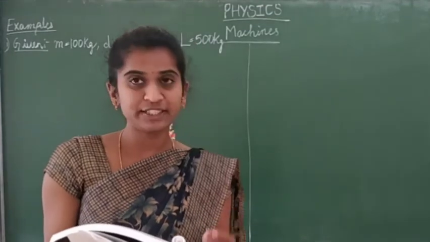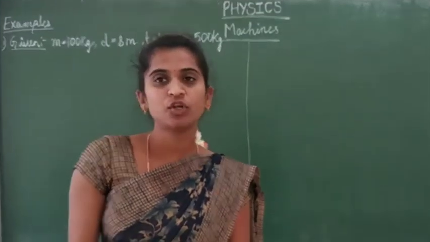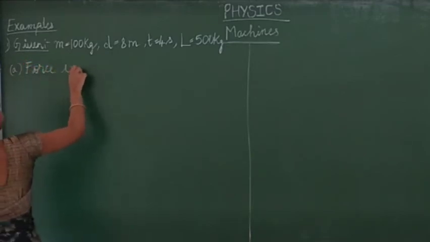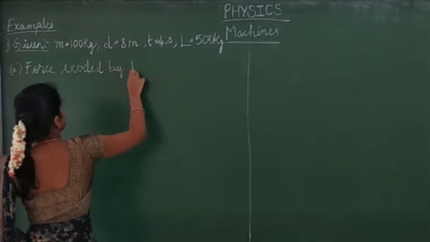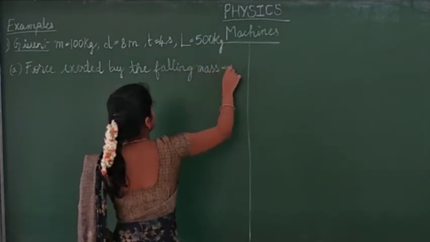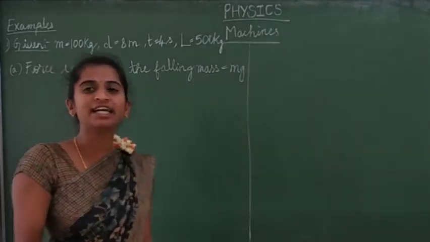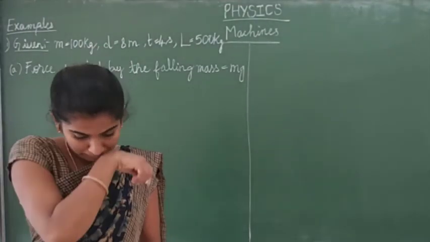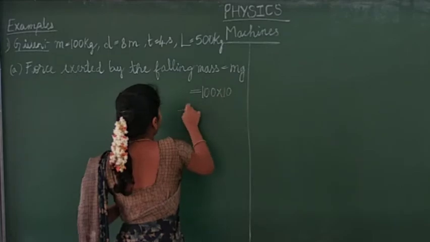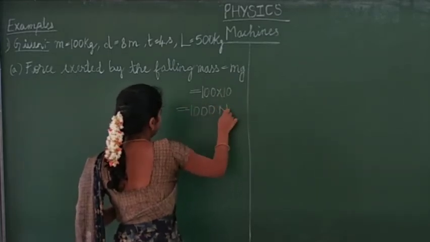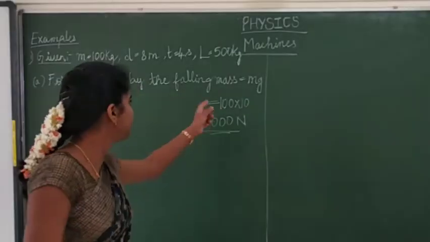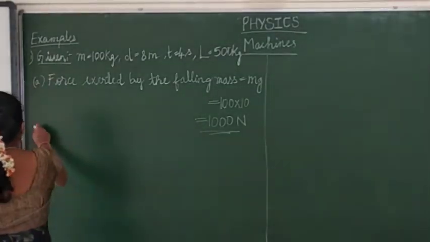So first question, what they have asked, first sub question: the force exerted by the falling mass. What is the force exerted by the falling mass? That is mass into gravity. Initially the mass of the machine is 100 kg, and what is the value of g? That is 10. 100 into 10 is nothing but 1000 newton. The force exerted by a falling mass is equal to 1000 newton, because the formula is mass into gravity.